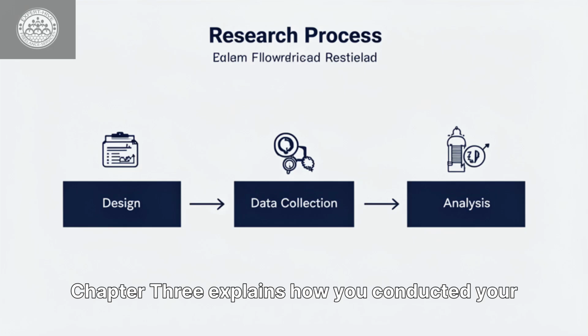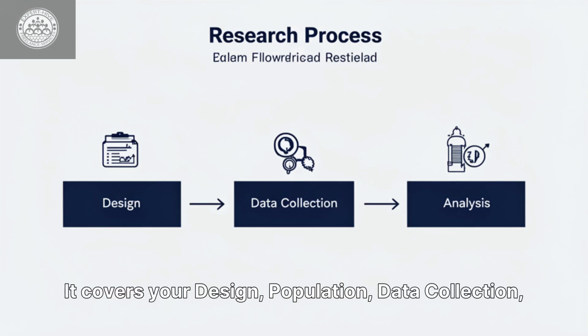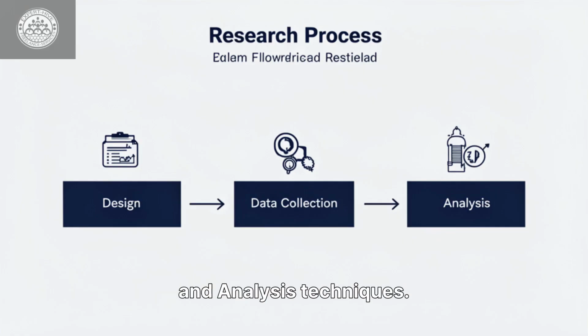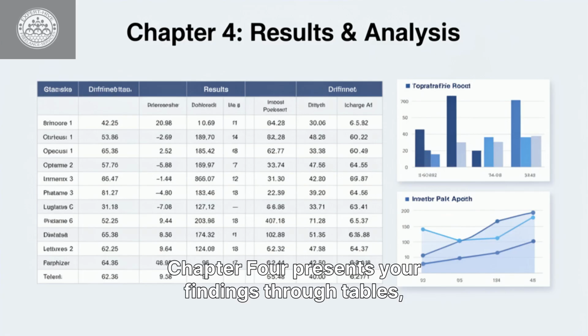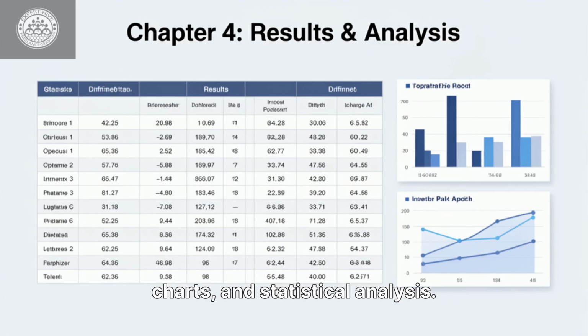Chapter 3 explains how you conducted your research. It covers your design, population, data collection, and analysis techniques. How did you carry out your study? Chapter 4 presents your findings through tables, charts, and statistical analysis. Do not mix this with discussion unless your institution allows it.